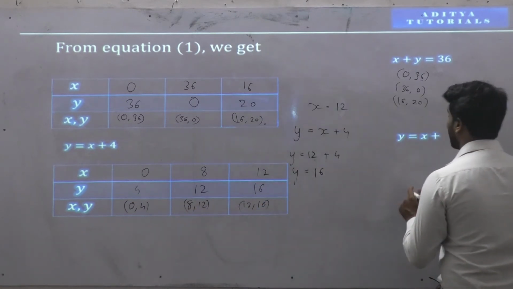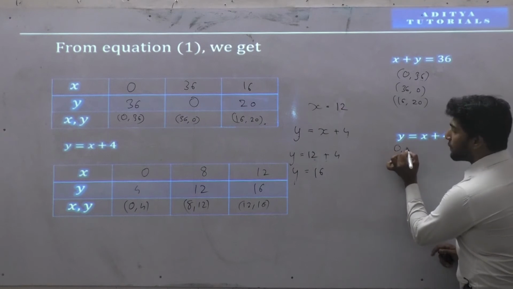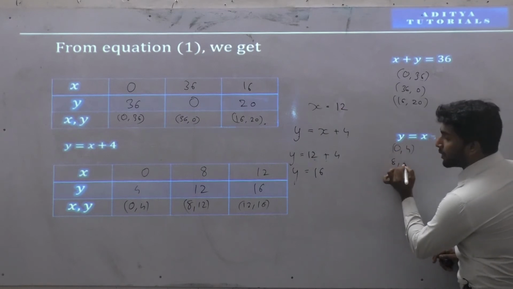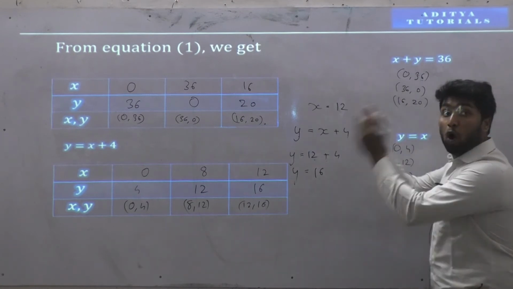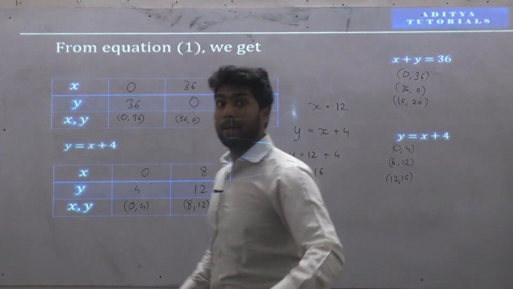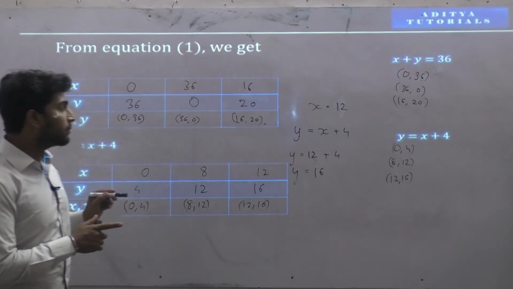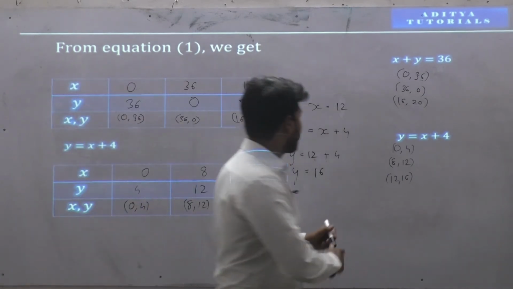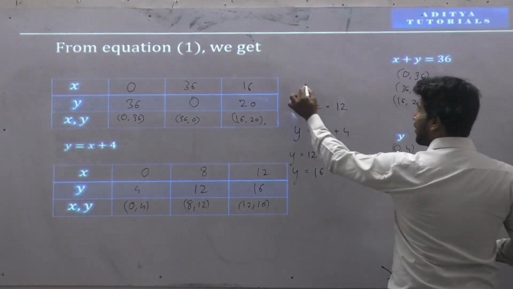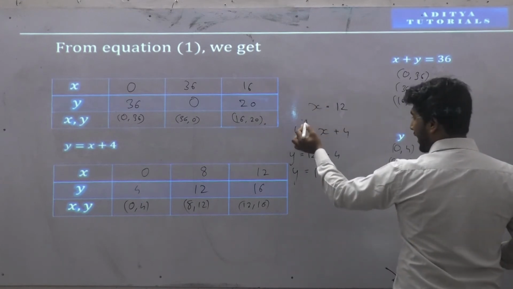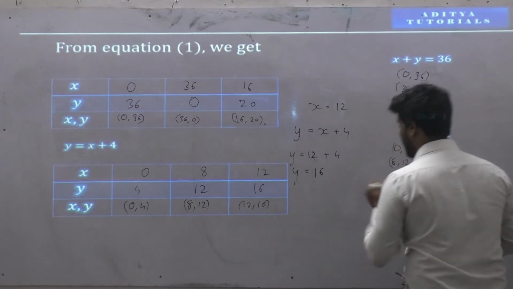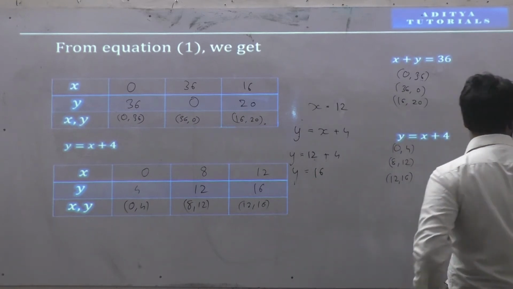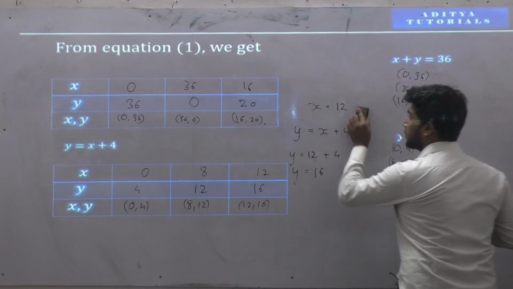Okay, let's write the coordinates over here for equation number 2. It's 0, 4. It's 8, 12. And it's 12, 16. Same column you need to draw in exams. Same pattern, but the difference is, you have to write it systematically. Where x is equal to 12, we get y is equal to x plus 4, y is equal to 12 plus 4, y is equal to 16, and nothing else. A systematic pattern.